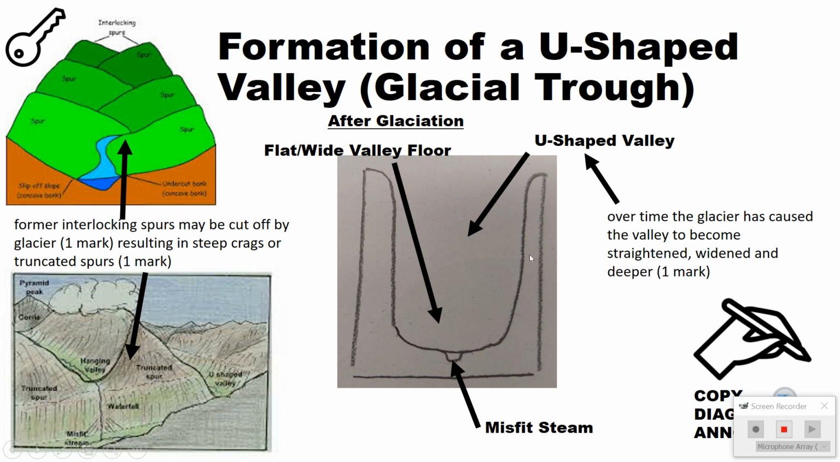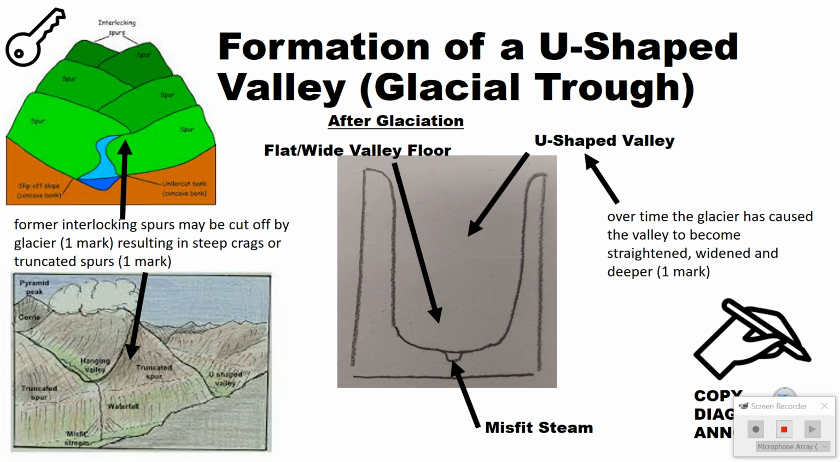So marks you'll get for this is over time the glacier has caused the valley to become straighter and deeper. You can see that on the bottom left-hand diagram. Yes, there's a big curve in the valley, but generally speaking, it's a much straighter valley than it was when we had these spurs that were running right into the valley. And I'll talk about that in a second.